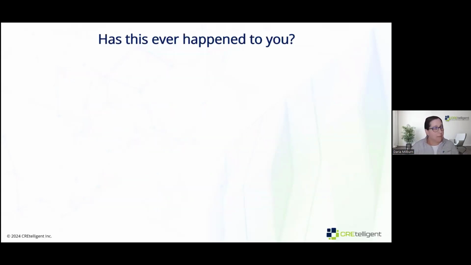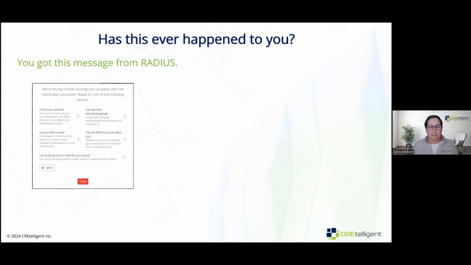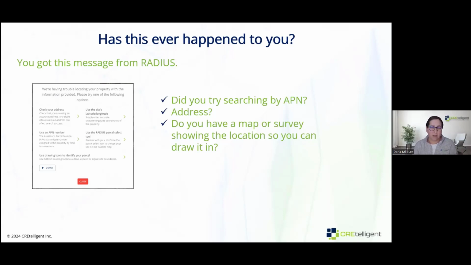So that being said, let's get into some common things that we've heard. I'm sure as I go through these, you'll say, yeah, that's happened to me. So I'm going to ask, has this ever happened to you? You got this message from Radius: we're having trouble locating your property with the information provided. This is one that can come up, especially in rural areas. It's possible for many reasons. First, you want to be sure: did you search by APN? Did you search by address? Did you draw, or do you have a map or a survey that will allow you to draw the location in manually?